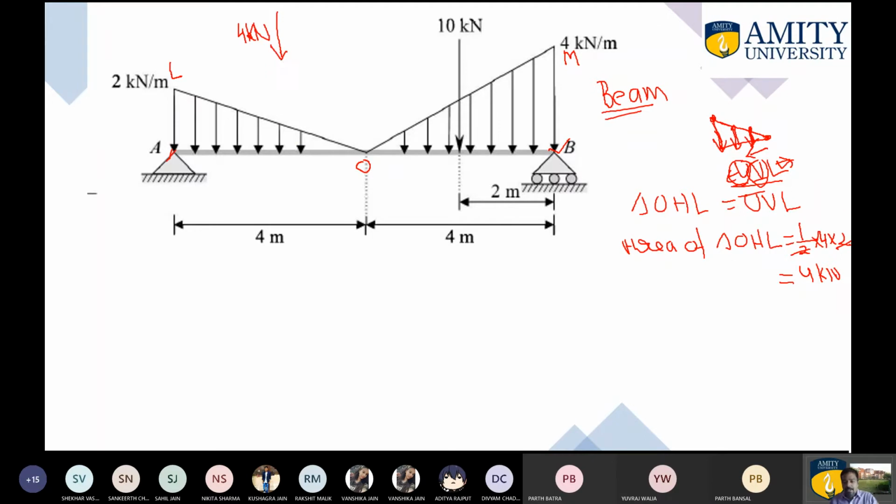Now the problem arises where this particular load will act. That is the main problem. I think all of you know that the weight always passes through the center of gravity. As far as the right angle triangle is concerned, this is the right angle triangle, as you can observe.